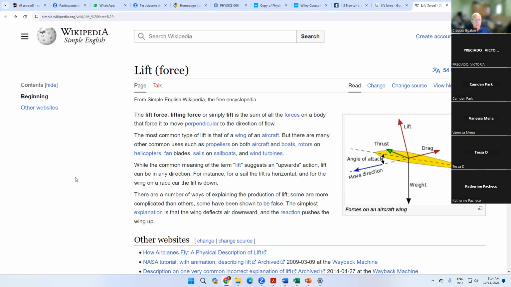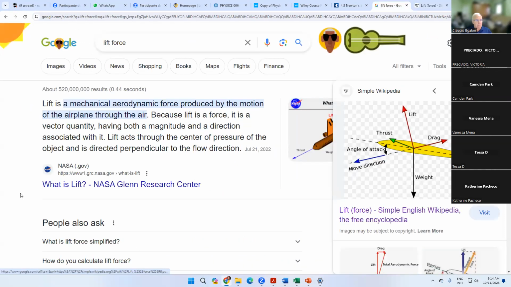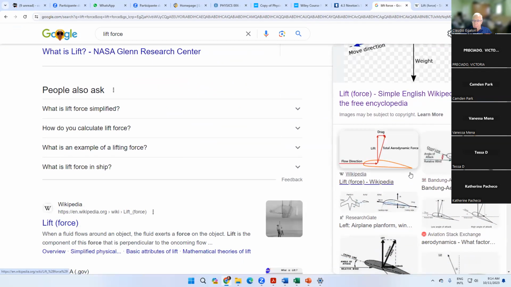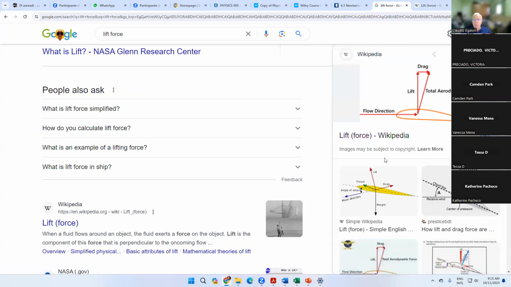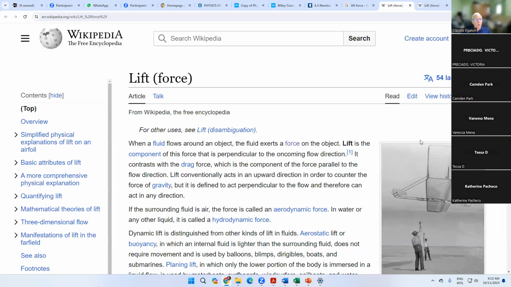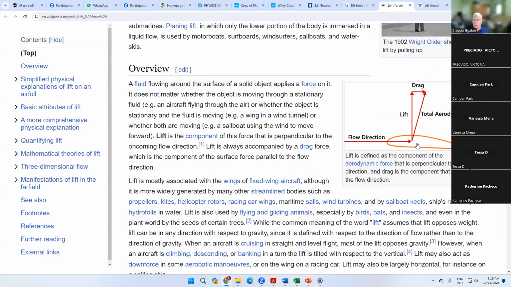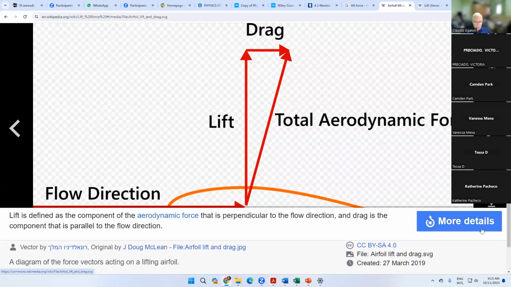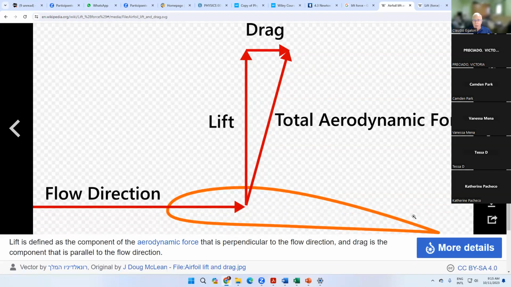The sum of all the forces, and the flow direction, okay? So the direction of the flow. So you can see in this case the airfoil. Let me find another Wikipedia. Oh, here you go. That's the one. Another airfoil. Okay, here you go.